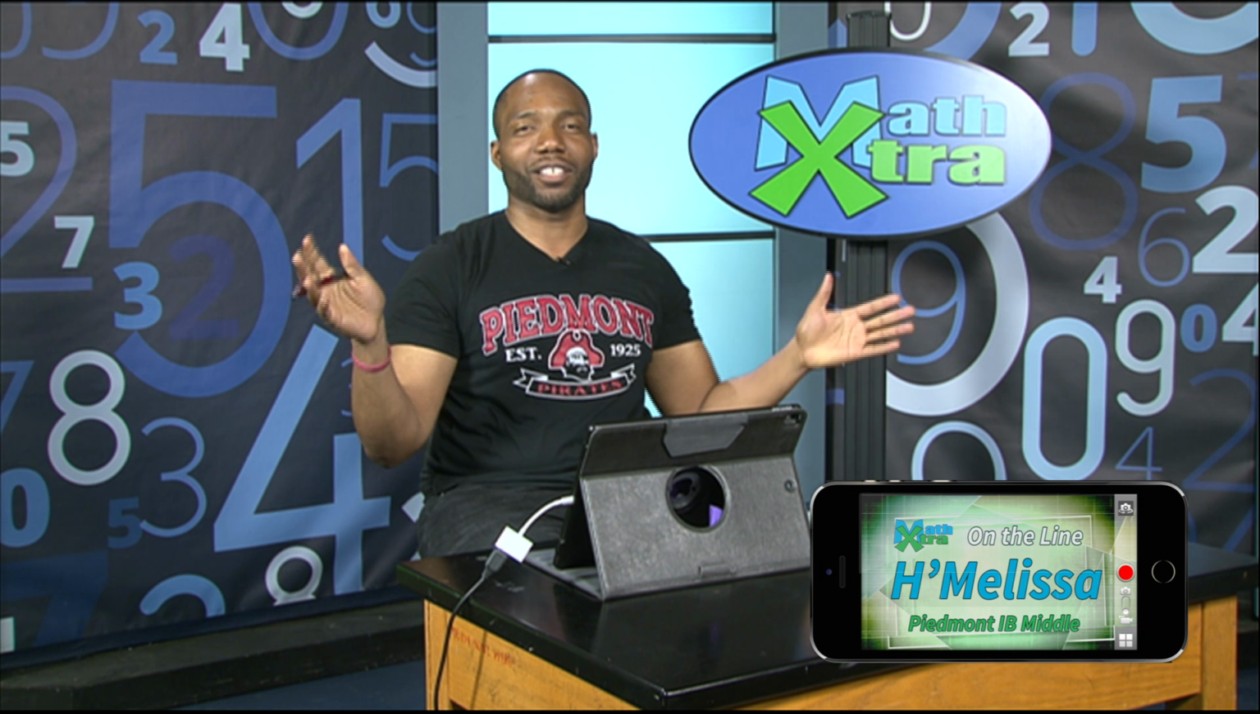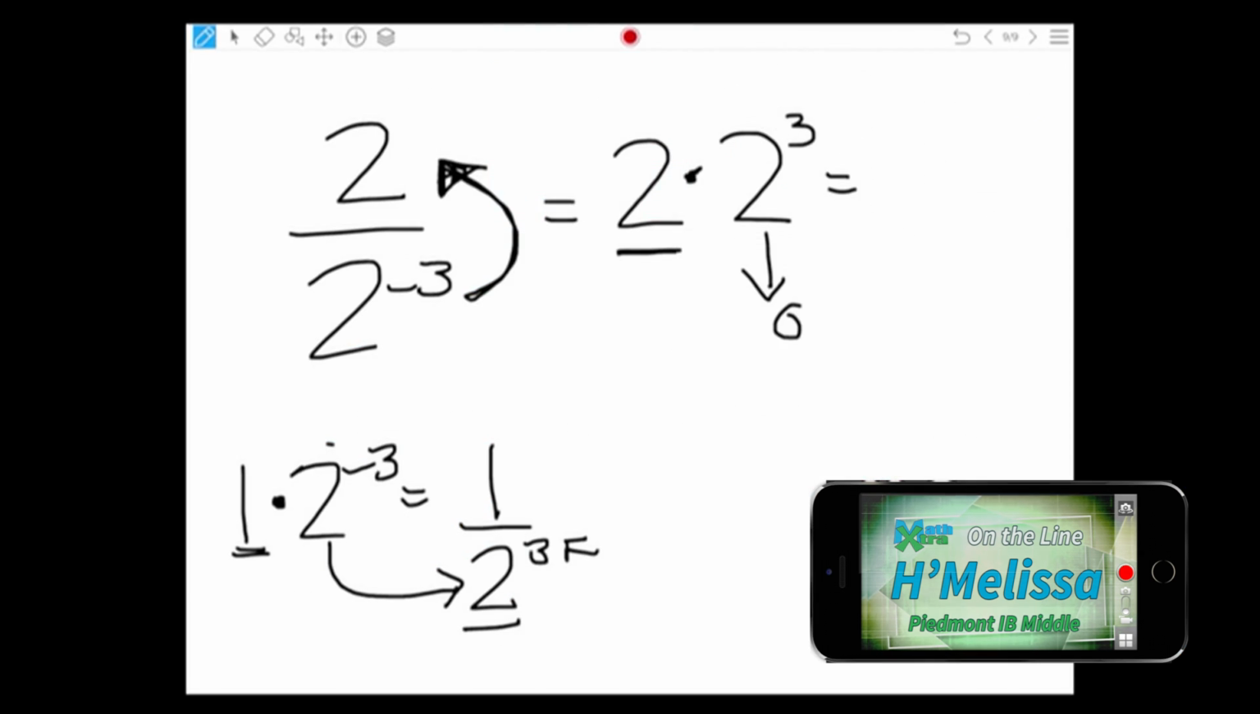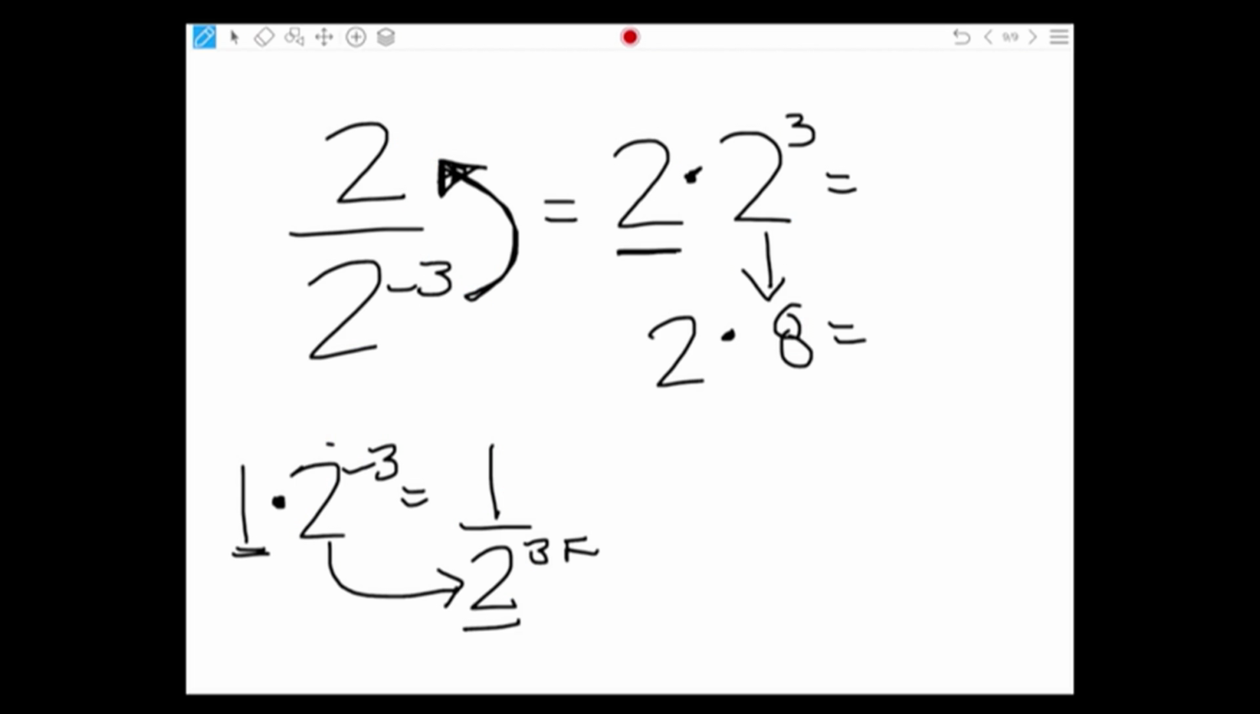So here's the deal, Melissa. 2 to the third power is what again? 8. And now we're saying 8 times 2, which is going to give us what, Melissa? 16. Now, Melissa, I'm going to throw this little bonus at you. 16 can be rewritten as a power and a base. 16 is actually 2 to the 4th power.